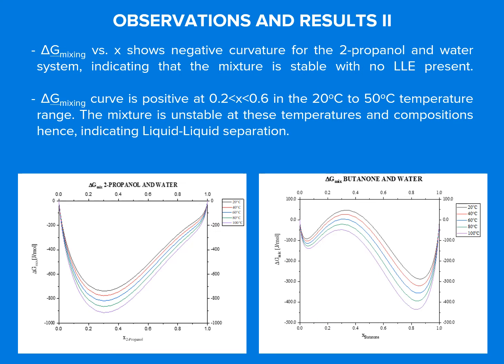Now we move on to the plots of delta G mixing as a function of composition. The plot on the left indicates negative curvature, thus implying stability and no indication of liquid-liquid equilibrium. On the other hand, the plot on the right shows positive curvature between the compositions of 0.2 to 0.6 and between the isotherms of 20 to 50 degrees, thus indicating instability and liquid-liquid separation.